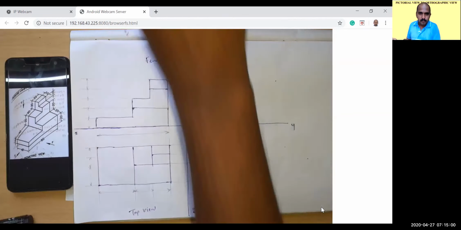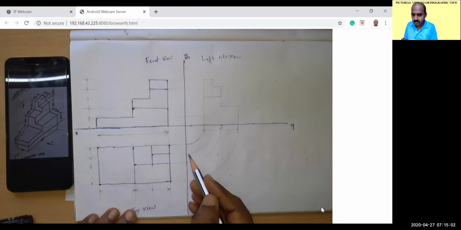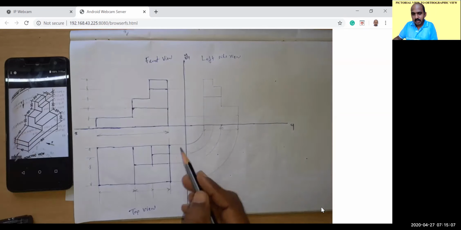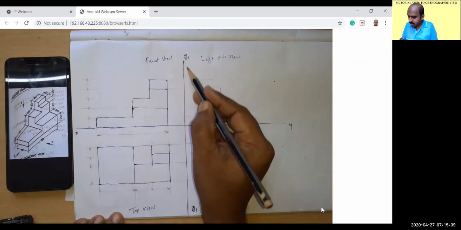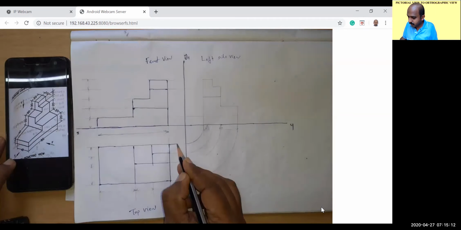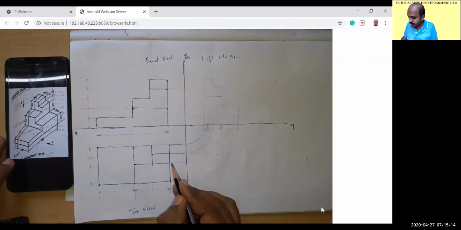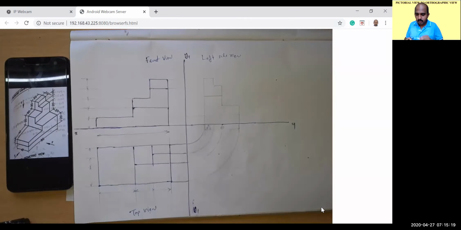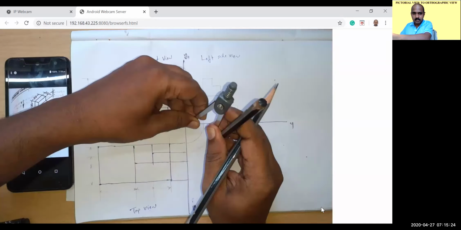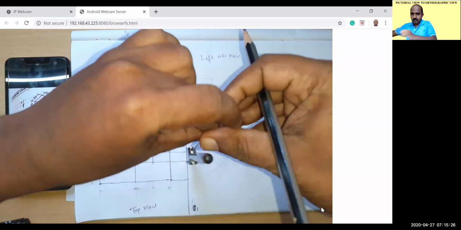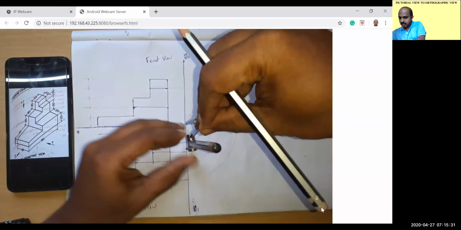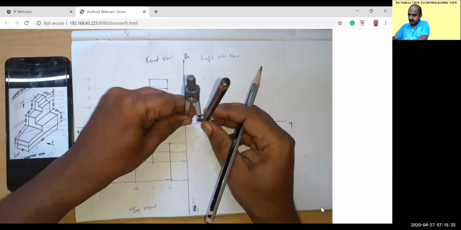Now please listen. Once you draw a line perpendicular to the XY line, you project from each point of the top view, each corner and edge of the top view. Now take your compass. This is the center. You transfer each point to the X1Y1 line.